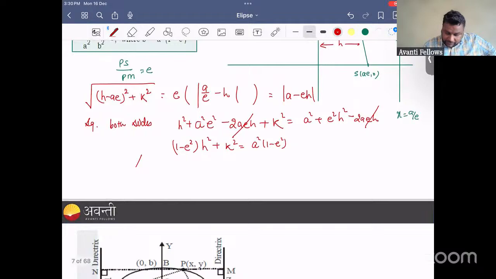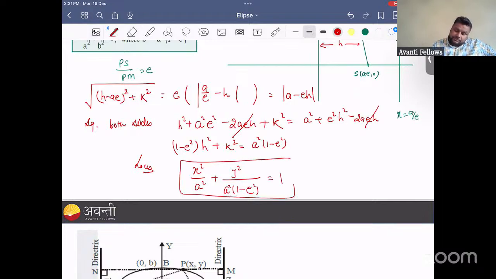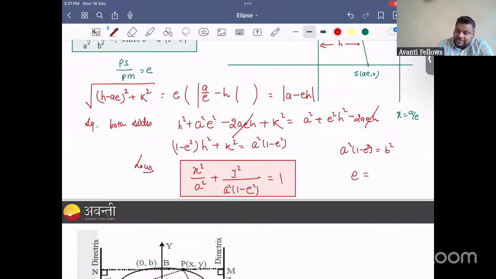So the locus will be x square upon a square plus y square upon a square into 1 minus e square equals to 1. Understood? This is the standard equation of ellipse, and this a square into 1 minus e square is being expressed as b square. So from this we get the formula for eccentricity as the square root of 1 minus b square upon a square. This is the eccentricity of the ellipse.